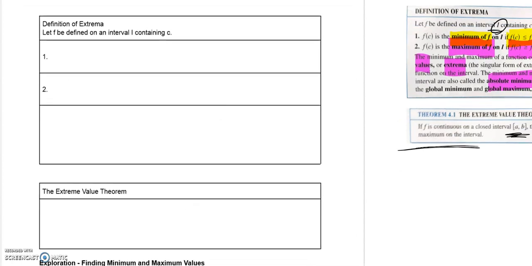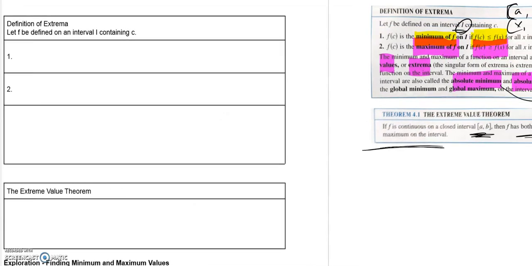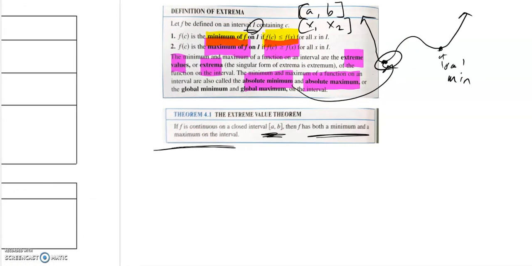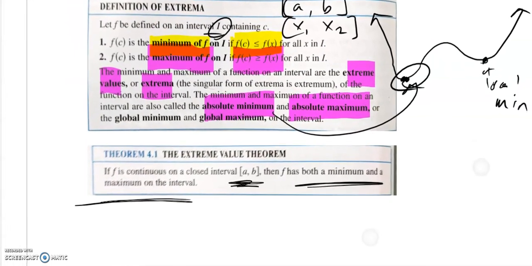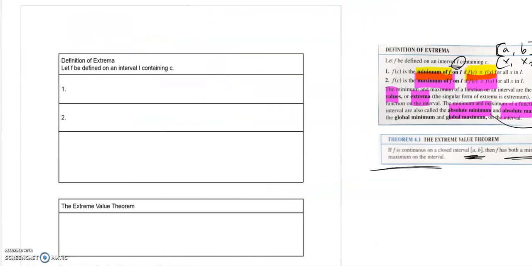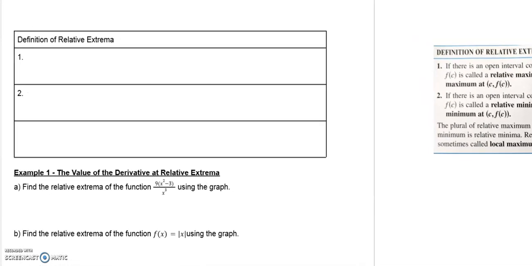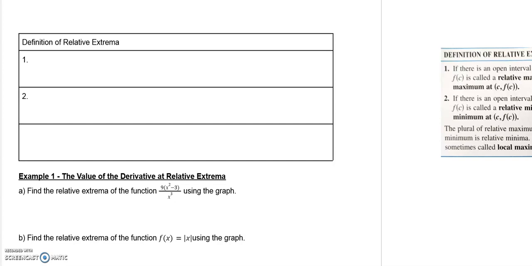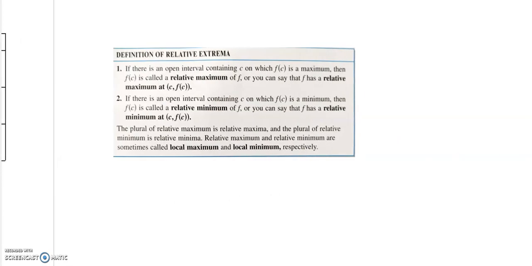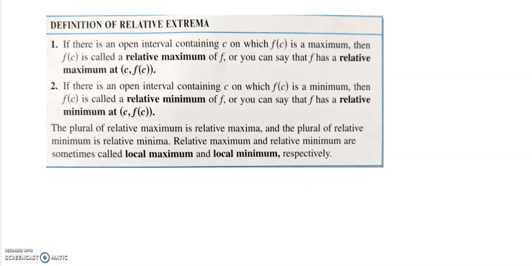All right, so you should have these tables filled out using those definitions right there. If you needed to, go back and pause it so you can write this stuff down in your notes. It's very important. And then relative extrema, I called them local max or mins, but this book calls them relative max or mins.